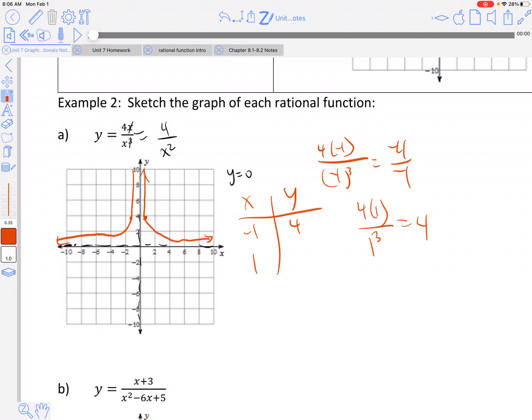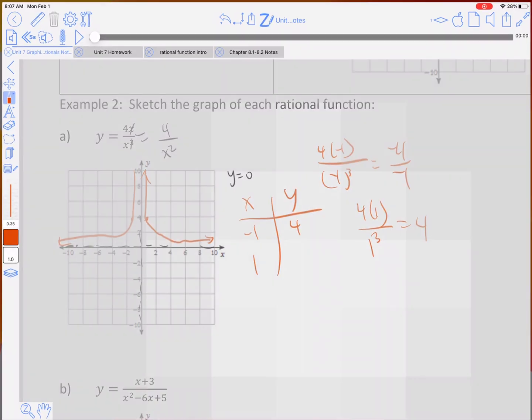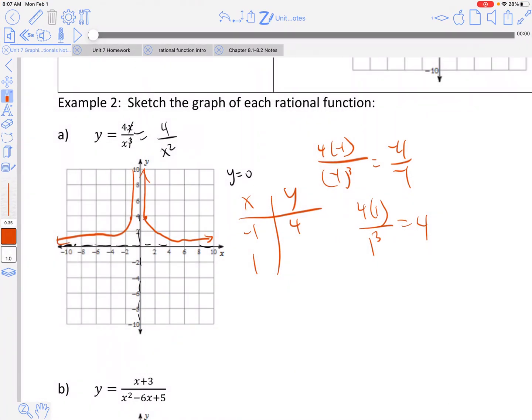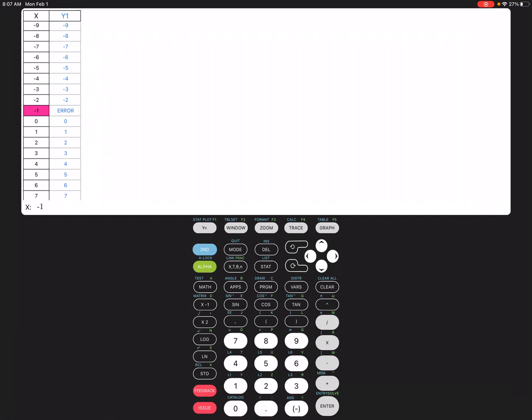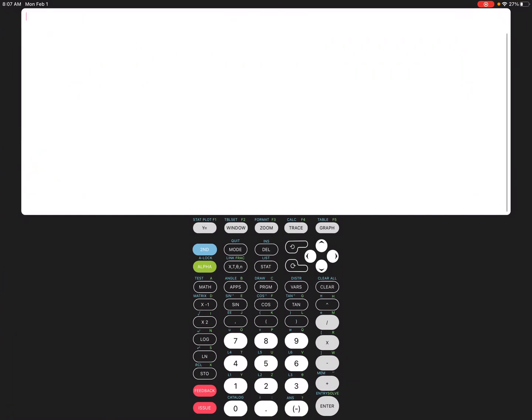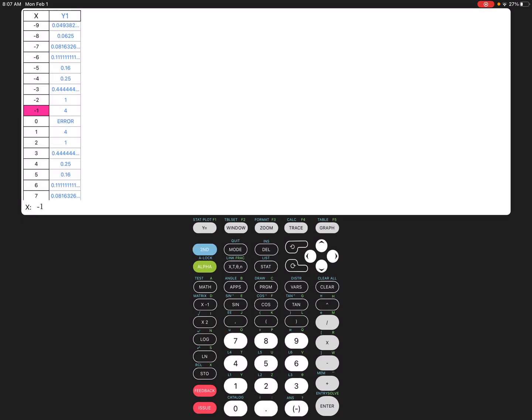Okay? All right, and we can double check it on the calculator by just typing in y equals, and then typing it in. So we had 4x divided by x cubed.